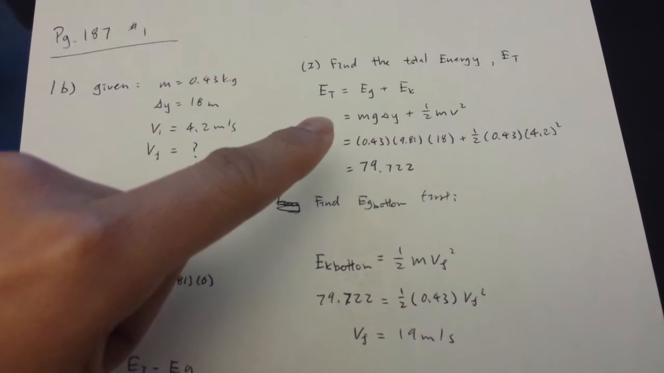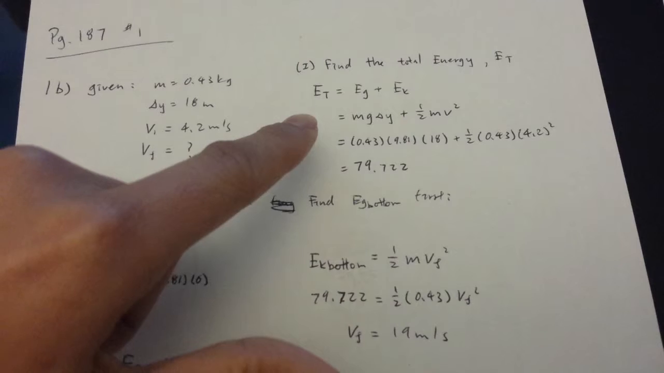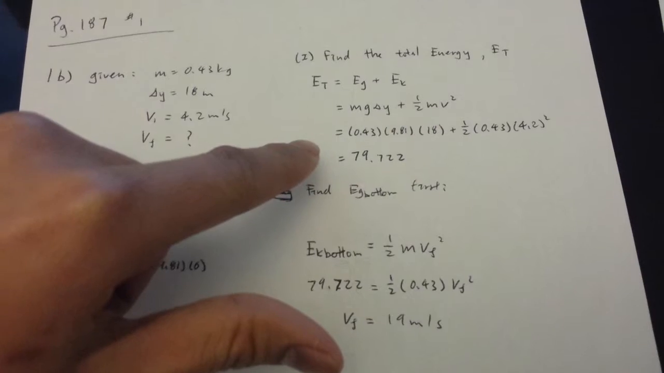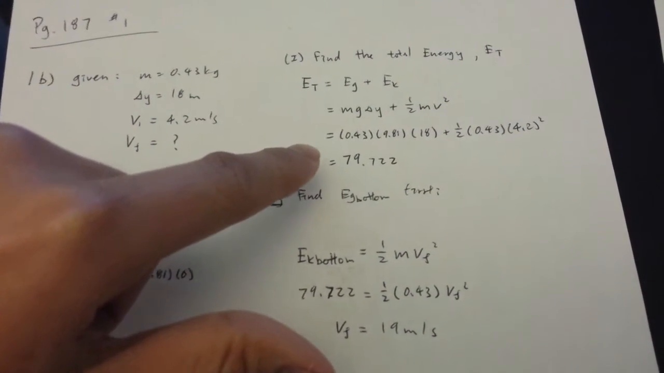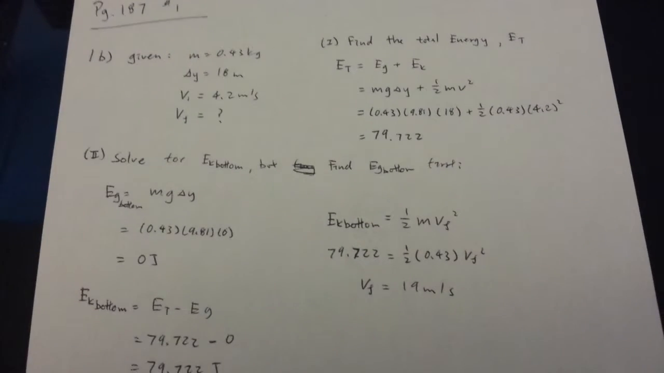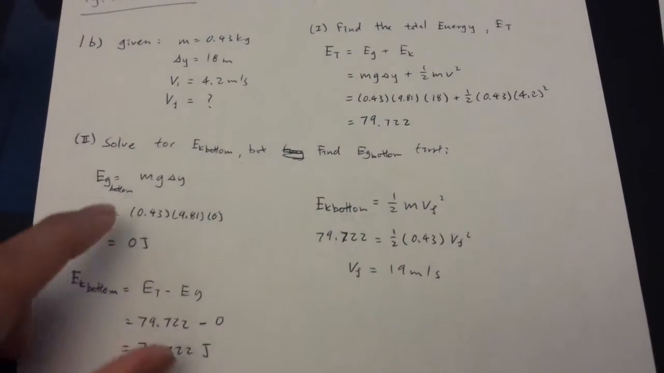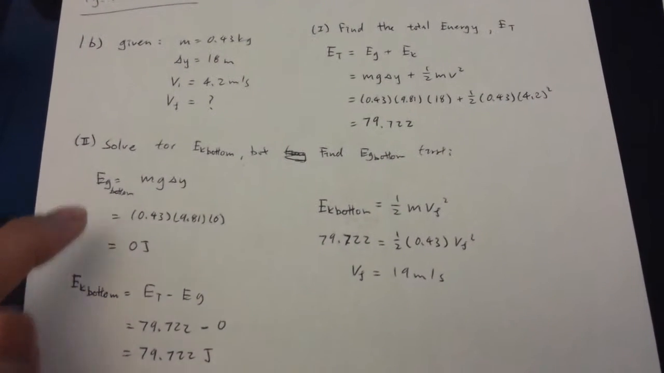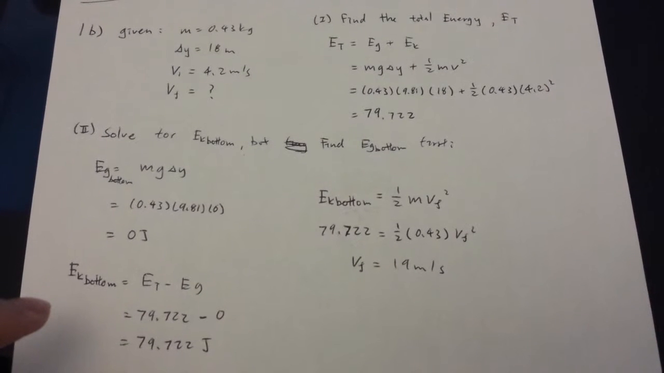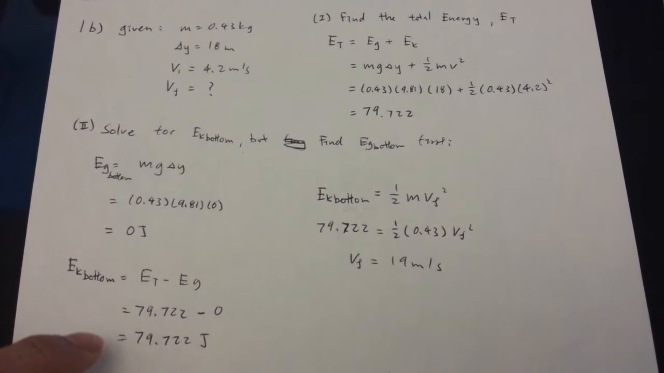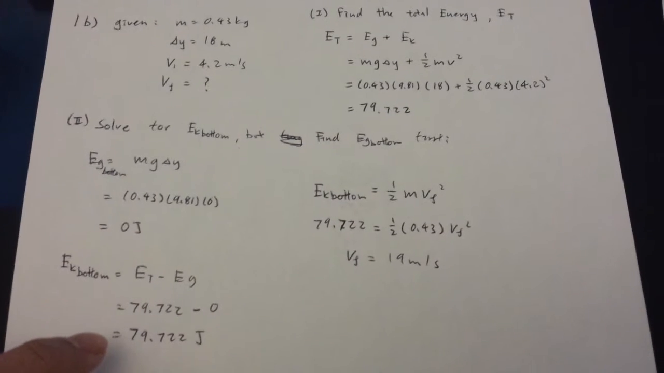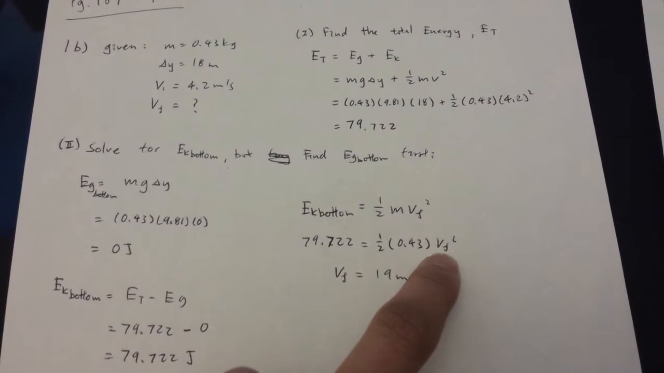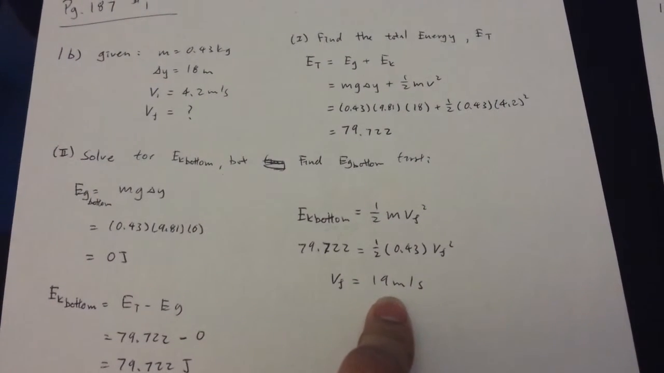So you basically put in ET equals EG plus EK, you sub everything in, and you find the total energy would be 79.722. And for part 2 of the question, you also do EG, which I know is 0 joules, and then you get EK bottom of 79.772 joules. So at the end you put it back into this equation, and you end up with vf as the unknown, and you solve it to get 19 meters per second.